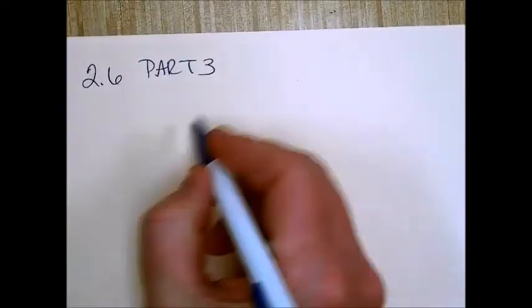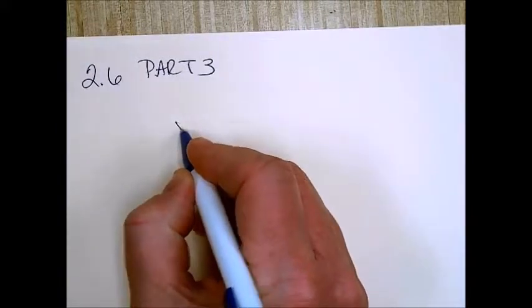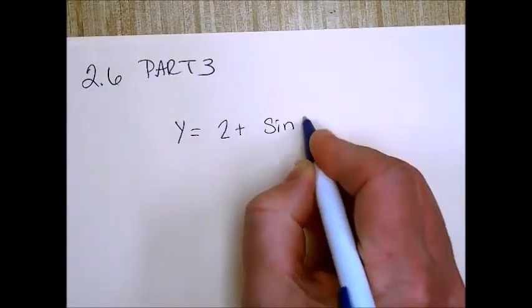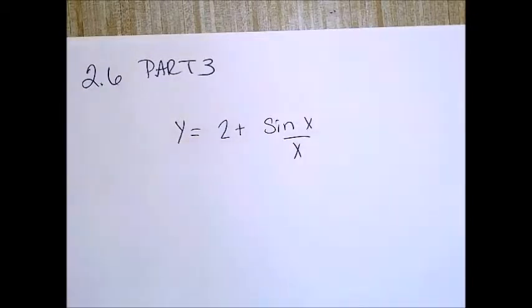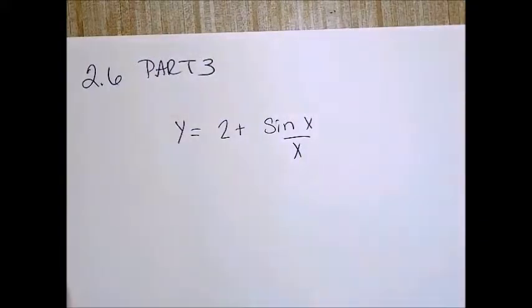Okay, 2.6 part 3. I'm going to start at the bottom of page 89. The first example says, using the sandwich theorem, find the horizontal asymptote of the curve y equals 2 plus the sine of x over x. Well, we're interested in the behavior as x approaches positive and negative infinity.